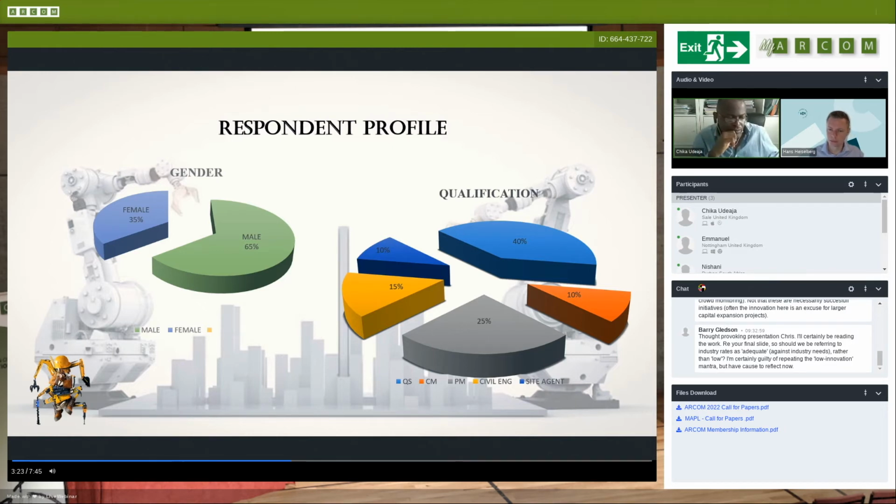We had 40% of people who were qualified as QS, and 10% who were working as construction managers. We also had 25% working as project managers. We also had 15% working as civil engineers, and 10% of our participants were site agents.